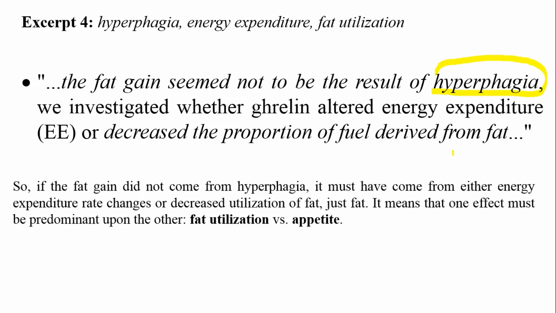So the question is whether this increase in fat gain is due to using the energy that's given better, or to decreasing the utilization of the fat. Both of them can be possible. So if the fat gain did not come from hyperphagia, it must come from either energy expenditure or decreased fat utilization. So here we have a dichotomy between fat utilization and appetite.